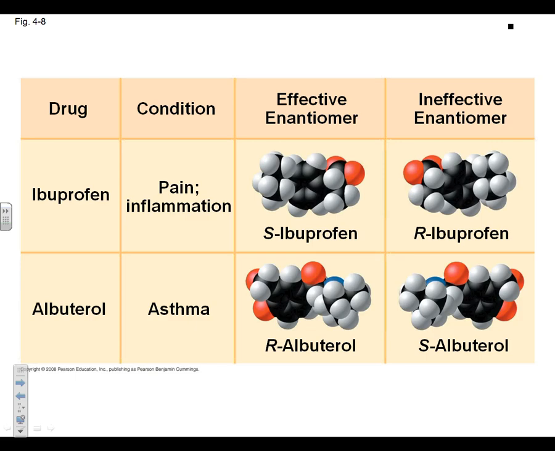For instance, we've got two drugs here: ibuprofen and albuterol. Ibuprofen is used as an anti-inflammatory pharmaceutical drug, and albuterol is used in asthma. If you have a different arrangement of that functional group, you could end up with two very distinct drugs. In this particular case, you've got R ibuprofen and S ibuprofen, and R albuterol and S albuterol. Again, we've got the same number of carbons, hydrogens and oxygens, but in a different arrangement, causing the end result to be two distinct compounds.